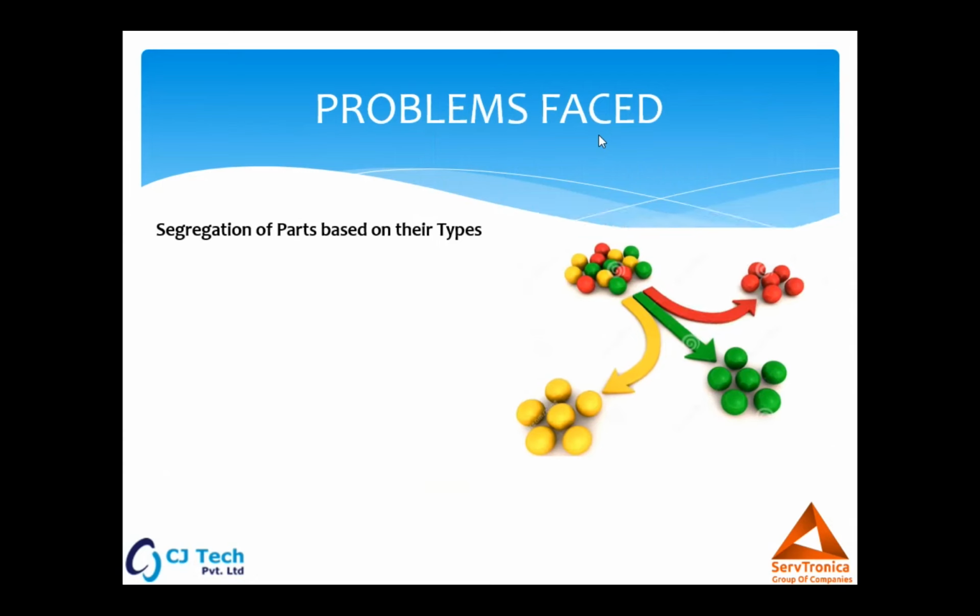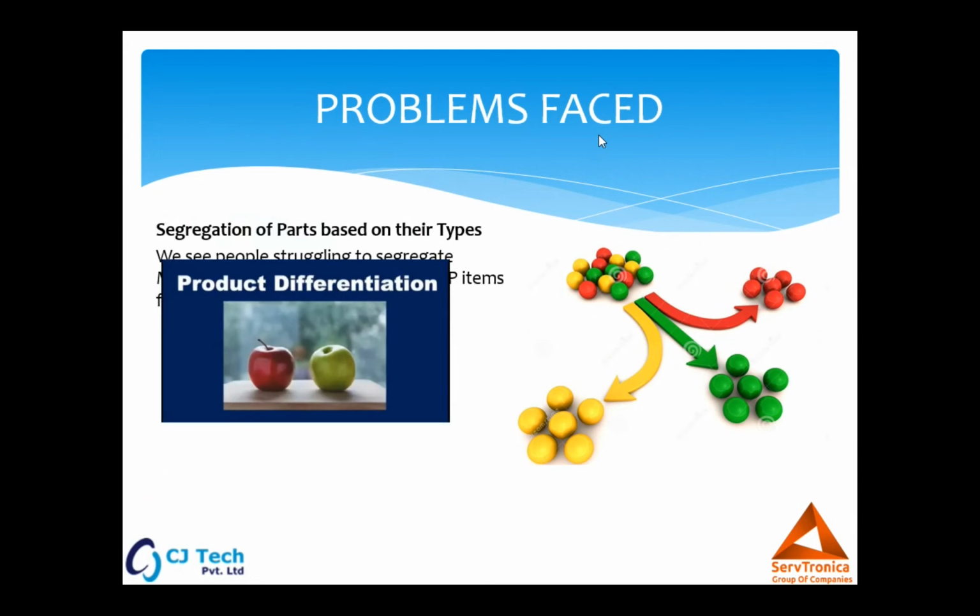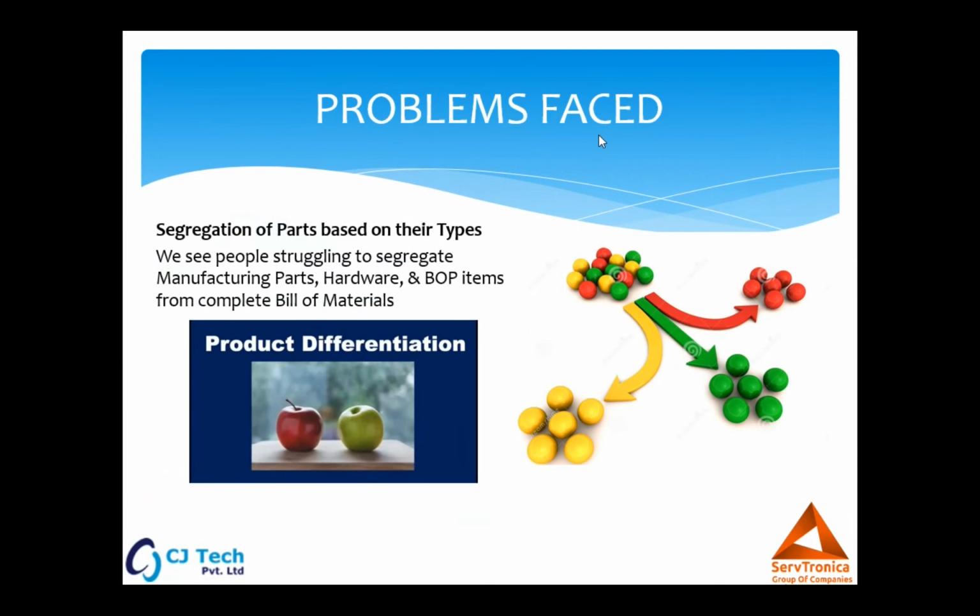We talk about the segregation. In a machine, I have manufacturing parts, bought out hardware, machine components, etc. As soon as we give the complete BOM to the production department, their initial concern is only the manufacturing items they need to manufacture. Similarly, the purchase team needs to understand what hardware or BOP items they need to purchase. So they spend time segregating that information. Again, they do it manually, again a tedious, time-consuming job.